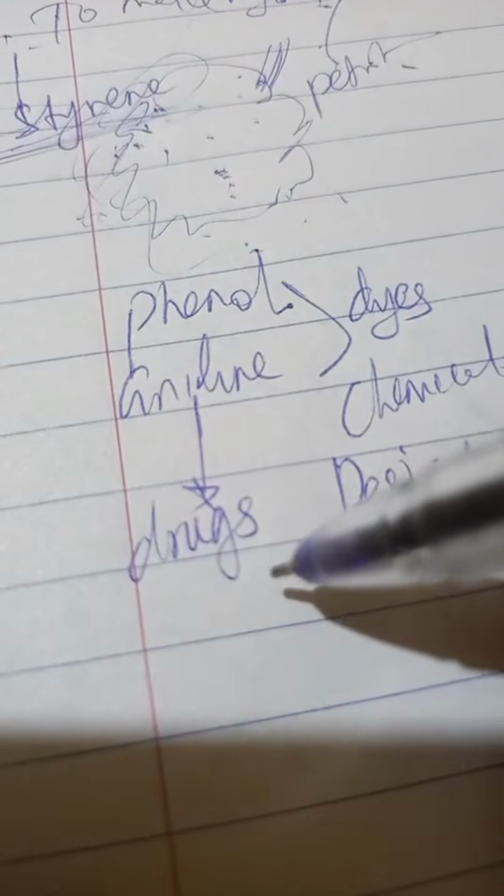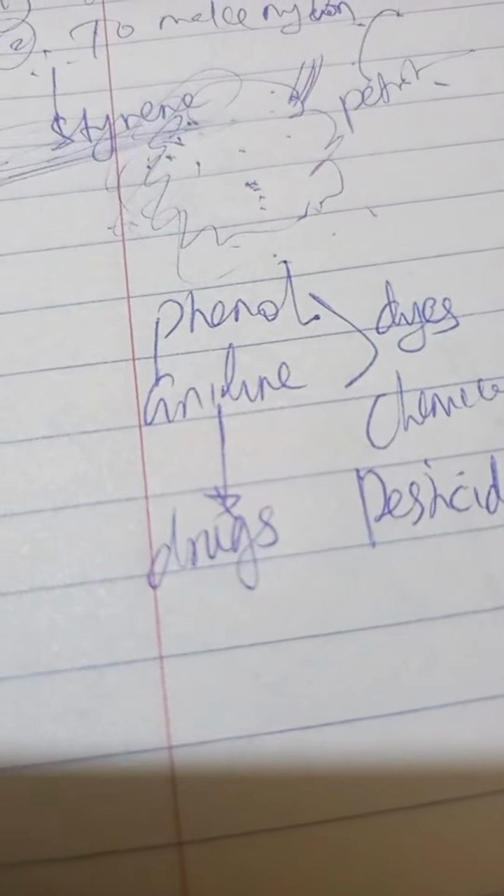Then this one, aniline. This aniline is used to make drugs. It's a derivative of benzene used to make drugs. Naphthalene is a benzene family too.